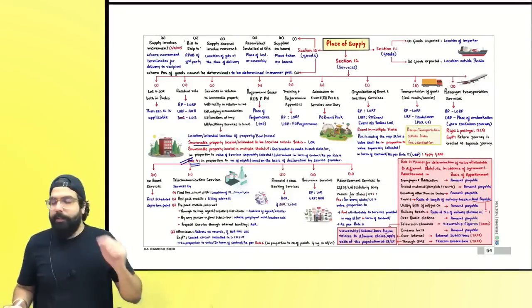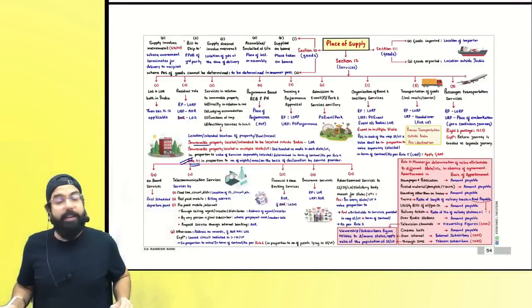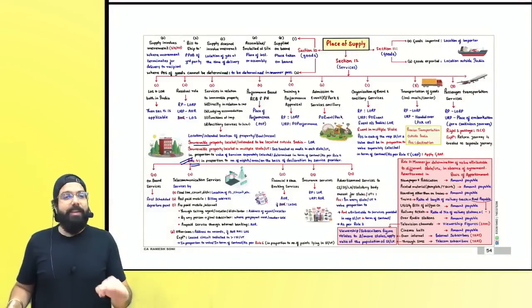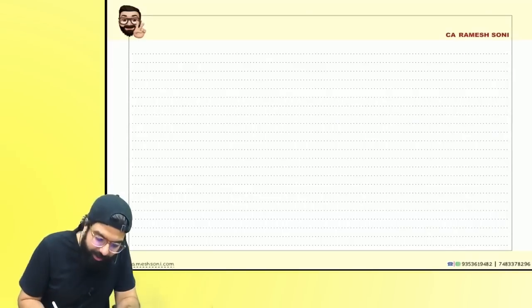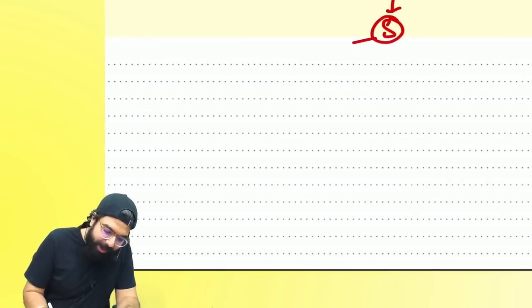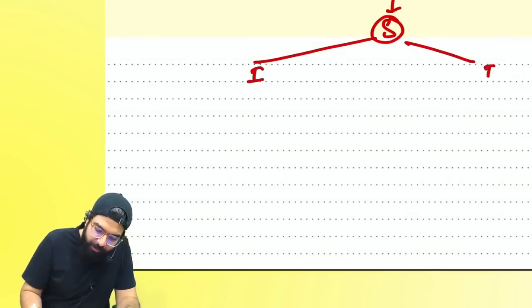Alright students, let's go ahead and now revise the next chapter. The next chapter is place of supply. Everyone, let's take a quick linking. We started learning GST with goods or service. Goods or service has to be supplied. Supply can be interstate or intrastate.